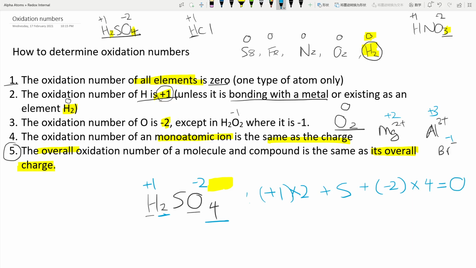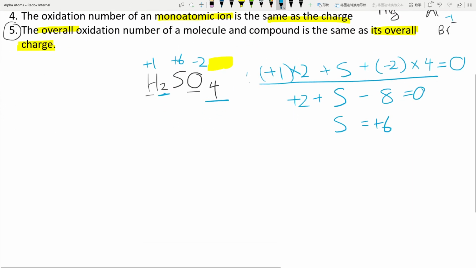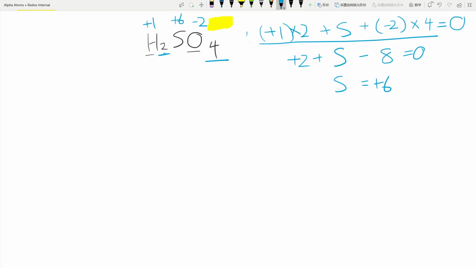So if you have an ion, then the overall charge is going to be like +1, -2, whatever, and then the overall oxidation number, when you add up all of these numbers together, is going to be the same as that number. So now it's just simple algebra. So +2 plus the sulfur, which is not 5, minus 8 equals 0. That means the oxidation number of sulfur is +6. Okay, so now feel free to take a screenshot of these rules, but I'm going to need to do more examples now.